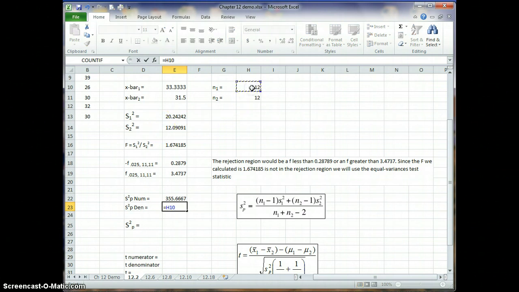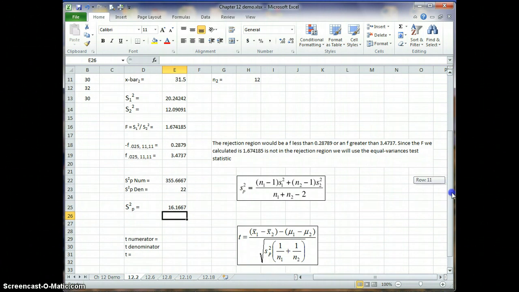And then the denominator is pretty straightforward. Actually, it's N1, which is 12, plus N2 minus 2, which gives us 22. And now to get the pooled variance estimator, we simply take that 355.6667 and divide it by 22, and it gives us the pooled variance estimator of 16.167. So we're going to use that down here in the calculation for the t-statistic.